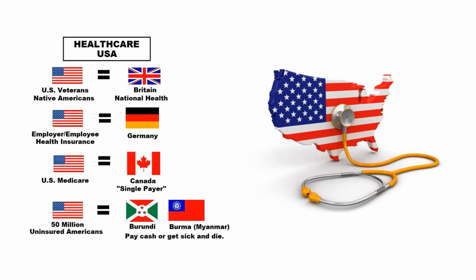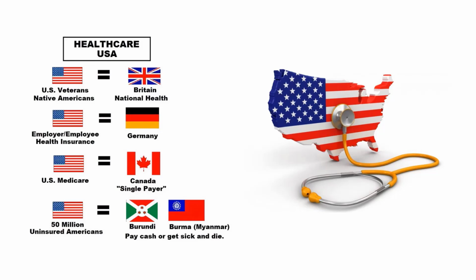The manner in which we provide healthcare in the United States is very fractured. If we take a look at United States veterans and Native Americans, we have the VA and the Bureau of Indian Health Services. They provide healthcare very similar to Britain's national health system. If we move to employer-employee relationships and health insurance, we have a system very similar to that in Germany. Once patients get Medicare, 65 and older, the healthcare system switches again and is very similar to the single-payer program that is offered in Canada.